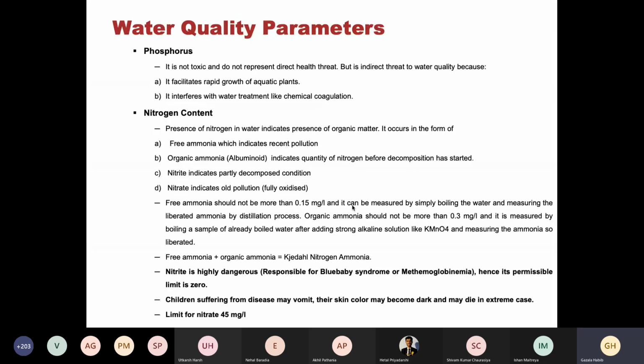KMnO4. I forgot the name. KMnO4 is what? Potassium permanganate. Okay, so I'm right.